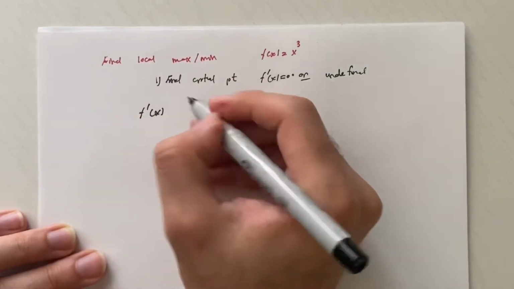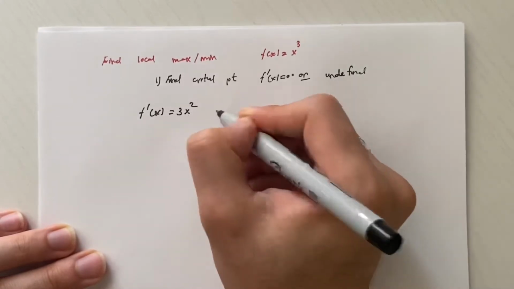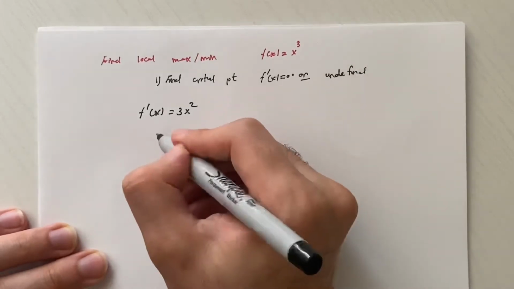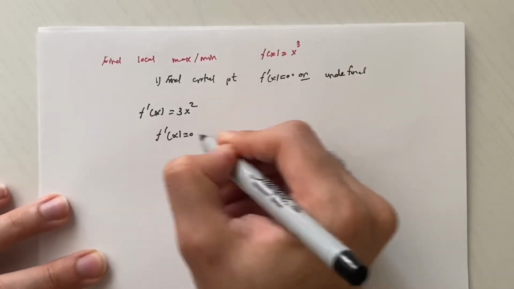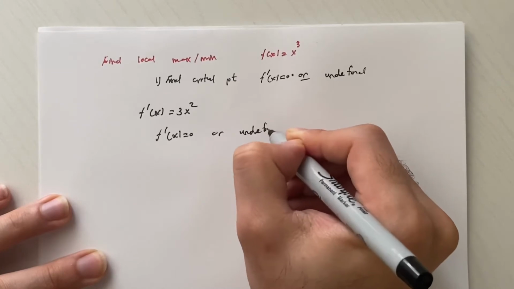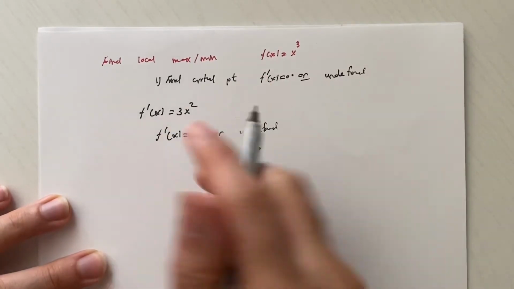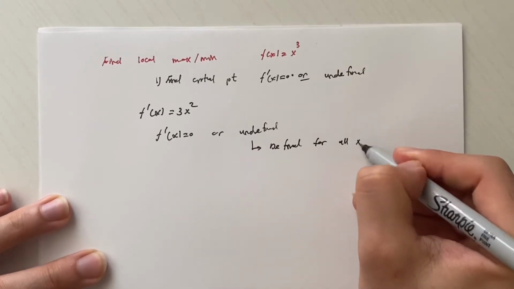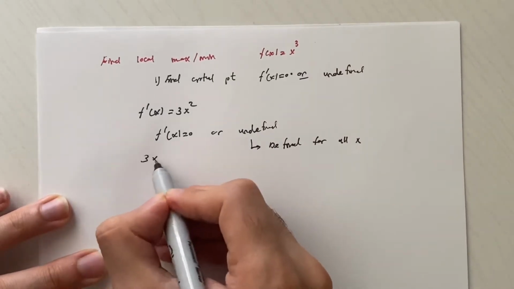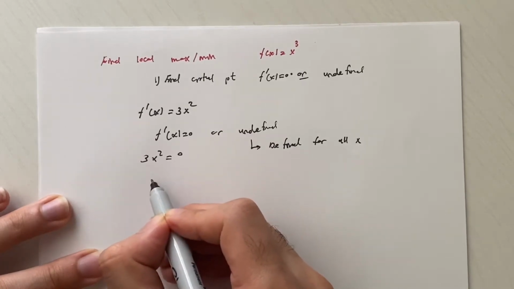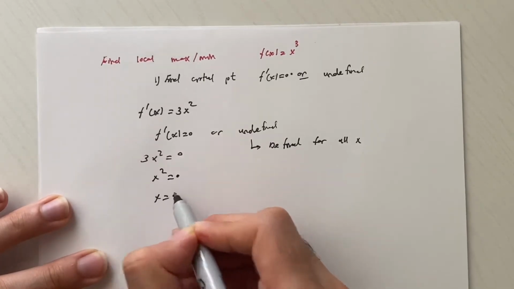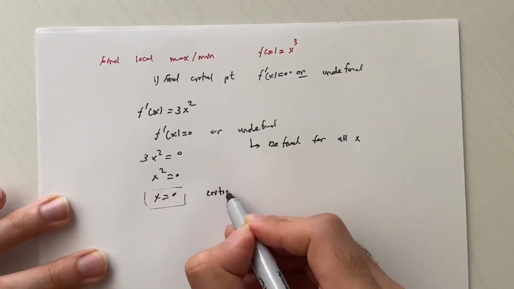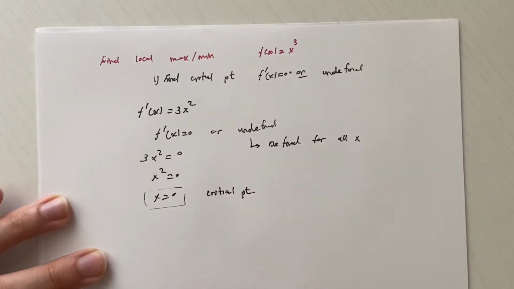So now let's take the derivative of our function. It's going to be 3x squared. So notice this term, when we set that equal to 0, our critical point is going to be where the first derivative is 0 or undefined. Notice this term is defined for all values of x. So we only have to set the first derivative equal to 0. That will result in x equal to 0. Now this is our critical point.